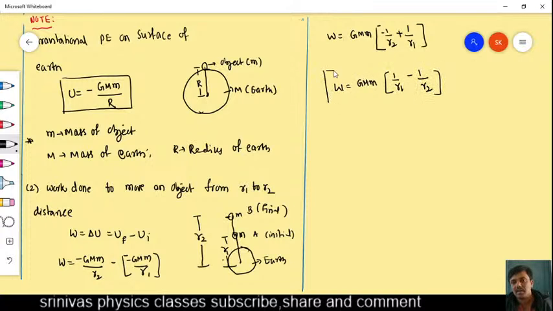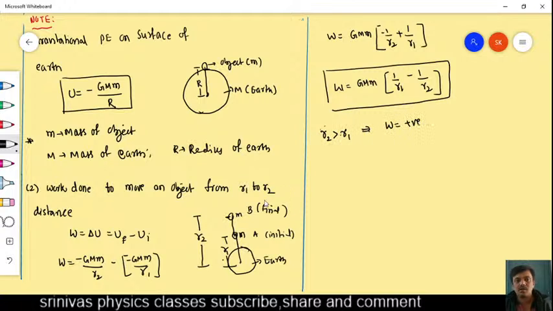Here which is greater? R2 is greater than R1. Yes, the work you will get is positive, because R2 is greater than R1. Is it clear, students? Is there any doubt for you? Whatever the step may be, if you have a doubt, you can ask. Don't hesitate.